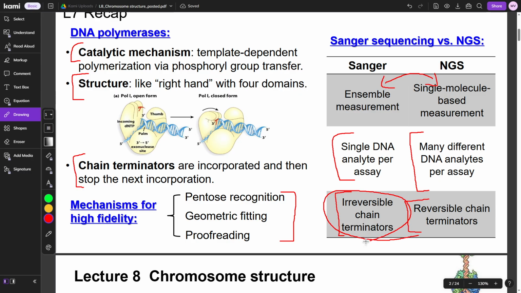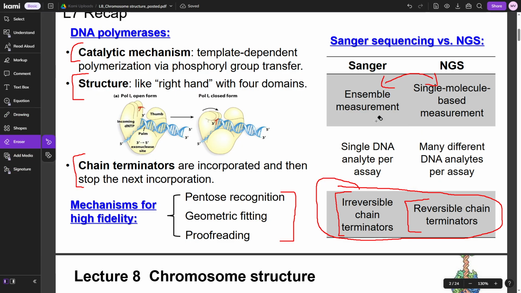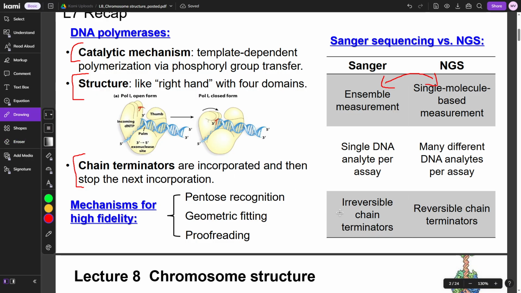This is the most important box, I would say: what kind of terminators are you using? That's the important thing to remember. You use irreversible for Sanger and reversible for next-gen. If you were to take one thing away from Lecture 7, it would be this.